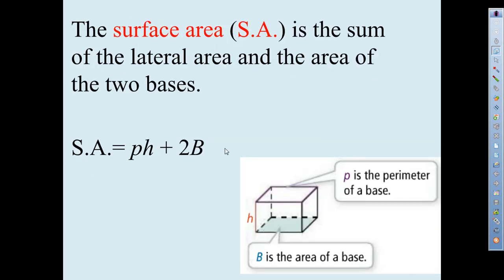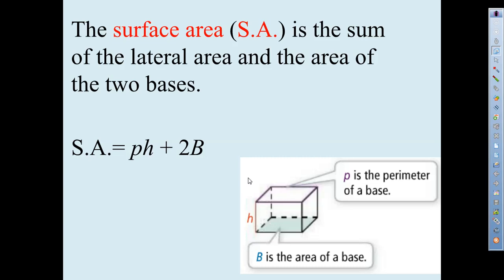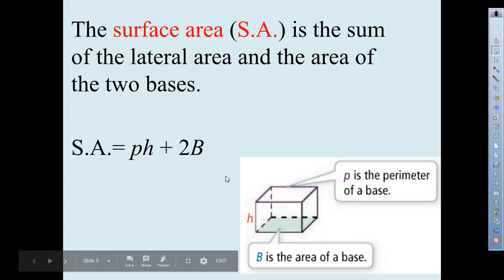The surface area is going to be the lateral surface area plus 2 times the area of the base. So we're getting all the lateral faces going around, plus the top and the bottom. Once again, the lateral area is the perimeter of the base times the height, and then whatever the base is, you're going to find the area of that base. That capital B stands for the area of the base. Because we have 2 of them, you multiply it by 2.